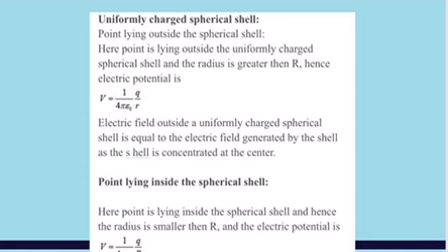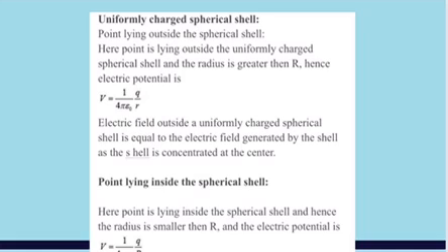So next, the uniformly charged spherical shell. Point lying outside the spherical shell. Here, the point is lying outside the uniformly charged spherical shell, at a radius greater than R. Hence, the electric potential is given by this. The electric field outside the uniformly charged spherical shell is equal to the electric field generated as if the shell is concentrated at the center.